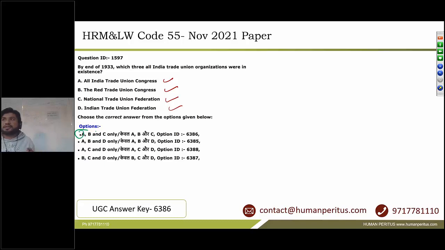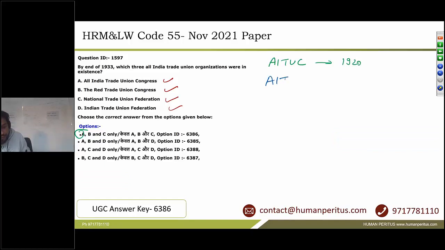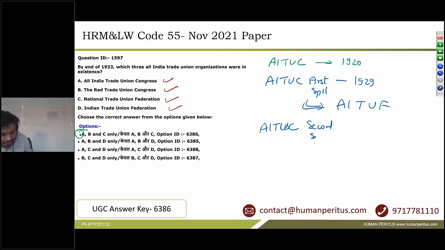So if we track the history of Indian unions, AITUC was established in 1920. After that, AITUC got its first split in 1929, and this split caused the formation of AITUF, All India Trade Union Federation. Then AITUC was split again, which is called the second split, in 1931. Because of this split, the Red Trade Union Congress was formed, which is RTUC.